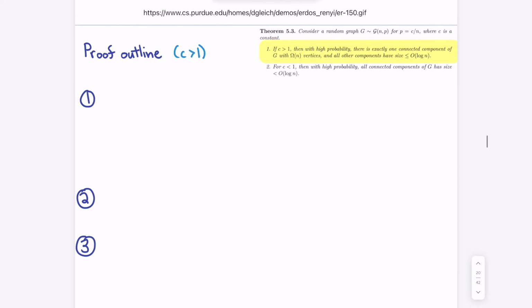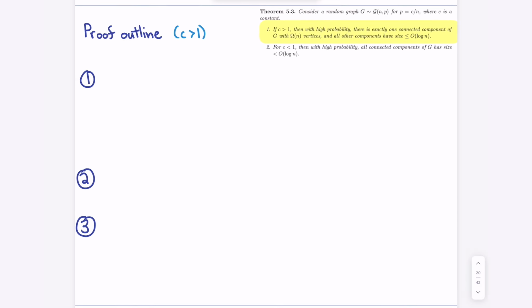Okay, so we're going to focus on the case where the average degree is slightly bigger than 1, and then we leave for homework slightly less than 1, which will have some similar things, but some things will have to flip. We're going to break it down into 3 parts.